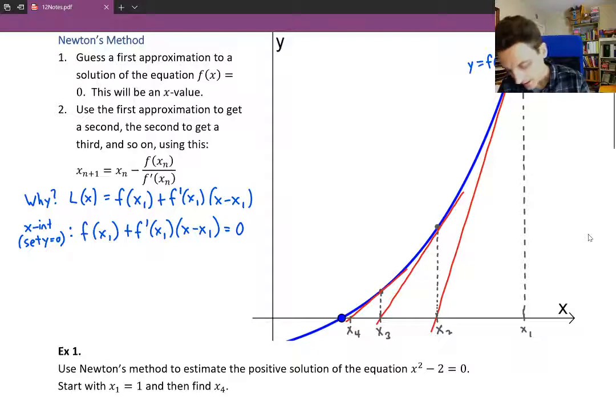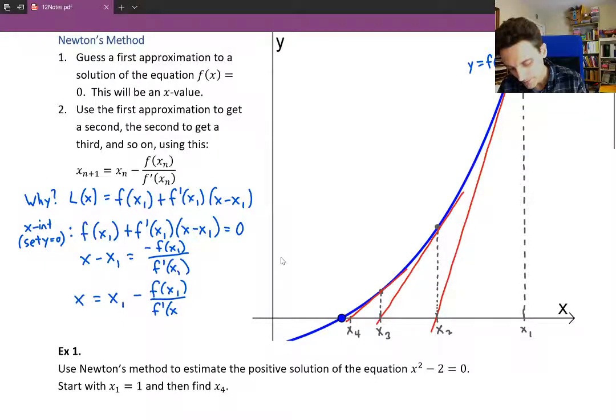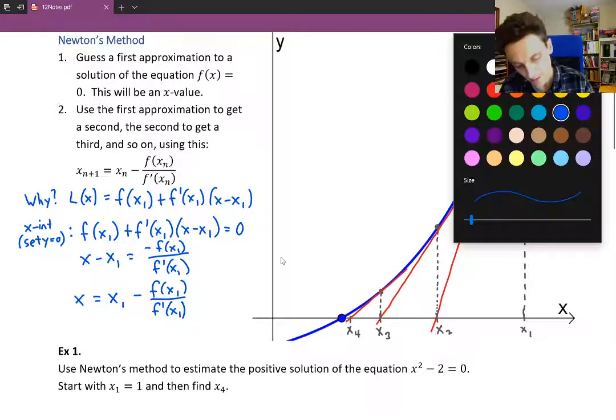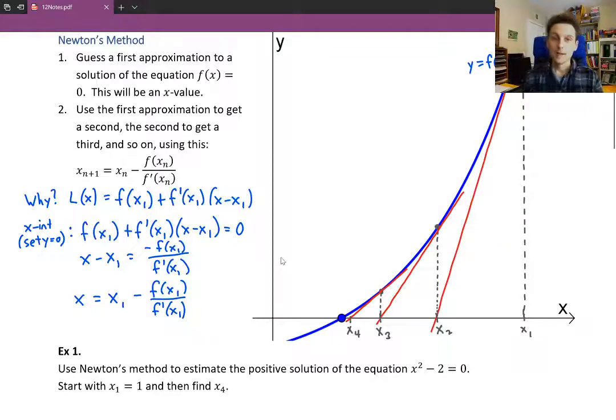And we can do that. We can take the f of x sub 1, subtract it to the right, and divide by the f prime of x sub 1. And then as a last step, add the x sub 1 over. So you can see that we arrived at basically this formula.